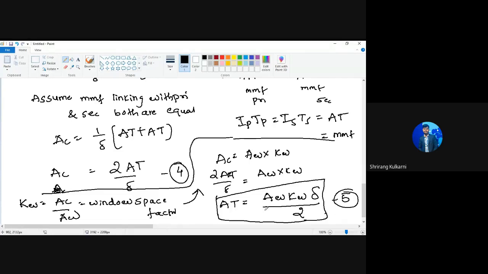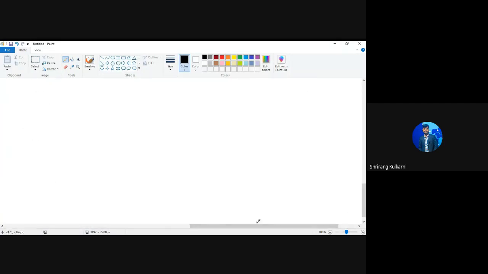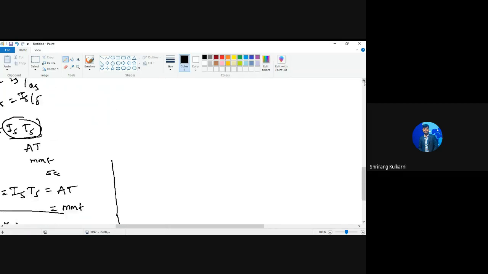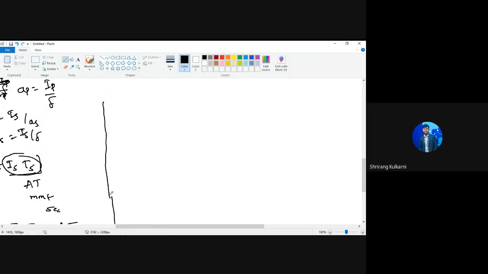Now we are reaching the last stage of our output equation. For that, I will take one more page here and derive. I will make use of this page. So, to get the output equation, the last stage, the output equation of the transformer.